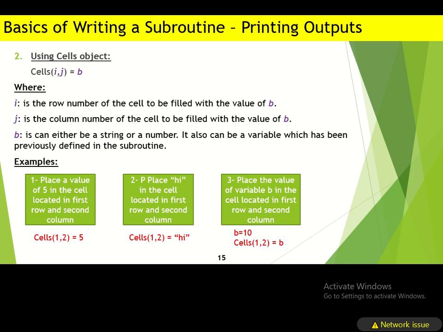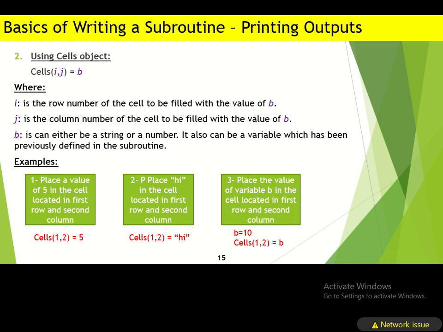Another option is to use Cells. Another command to take the value from the program and put it in the Excel sheet is Cells. Cells only takes one cell, whereas in Range we had the option of multiple cells. The format is: you write Cells, which is a keyword, then bracket, then the row number and the column number.